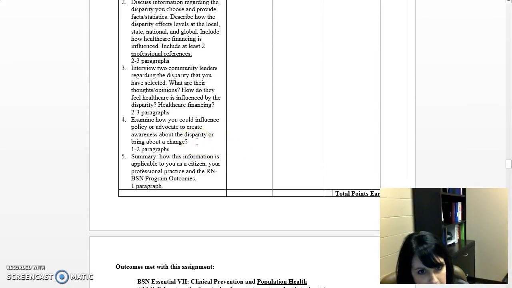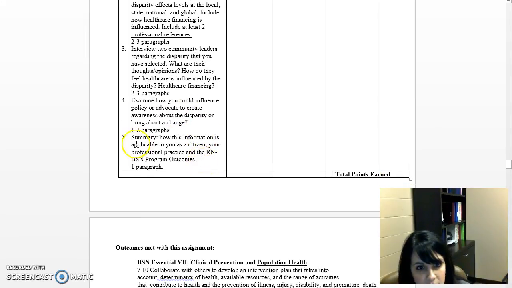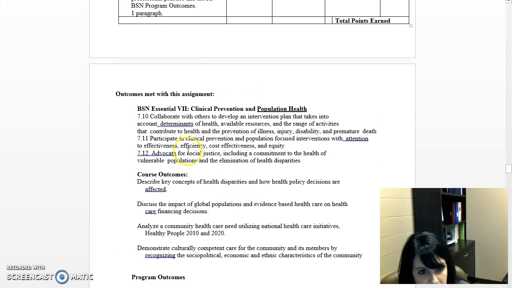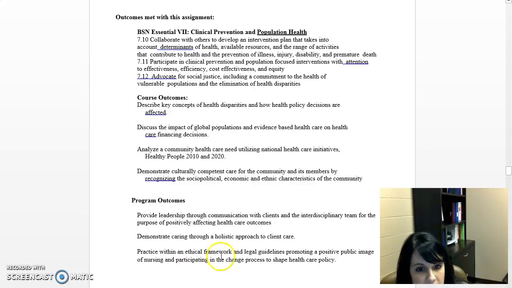Your next first level heading could be, you could title it Influence Policy or Advocate for Unemployment, whatever your health disparity is, and how you're going to implement it. So make sure you put another first level heading for number 4. And then number 5 is your last first level heading, and that will be conclusion. Remember, at the bottom here are the BSN program outcomes that we are meeting through this assignment. So you can pick one of those to expand upon in your conclusion.